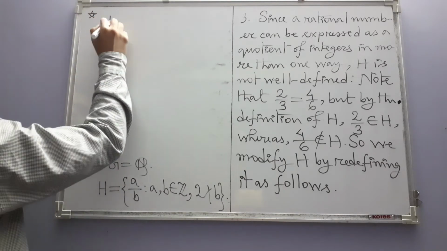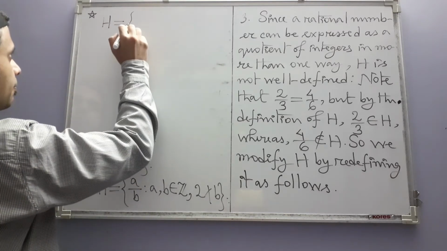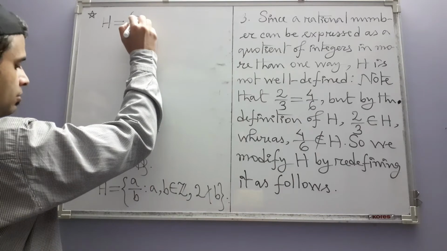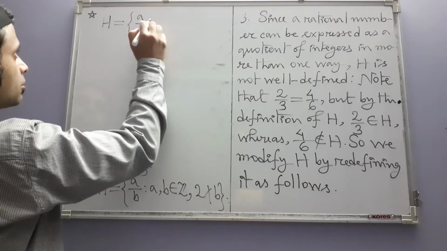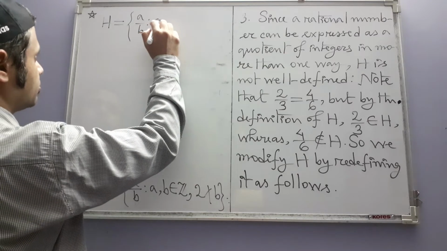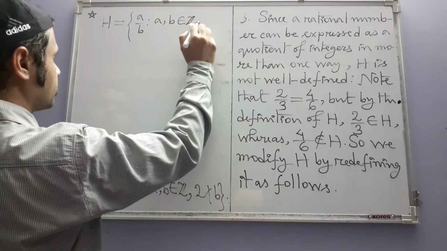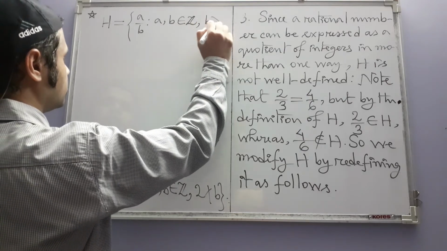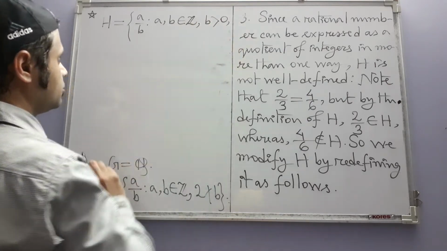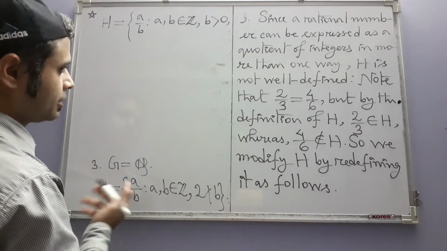We are now going to define H like this: A divided by B, where A and B are still integers, and this time we are choosing B to be a positive integer. That can always be done.